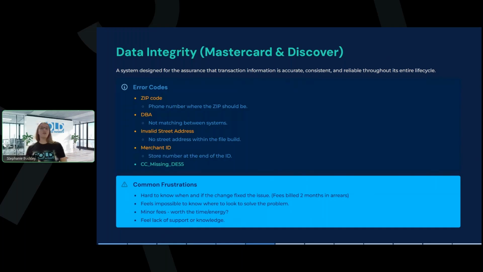Minor fees. Is it worth the time and energy if they're only getting charged 25 cents a month for this issue? Is it worth my time and energy to put toward fixing something? Because you don't want to have to put your resources toward it. And I get that. But like I said in the beginning, if your merchant starts to lose trust in your relationship because of a setup issue, that's something where you're going to want to be attentive.